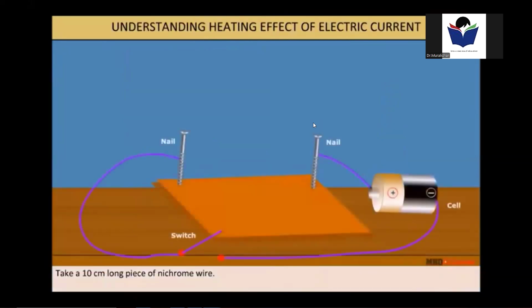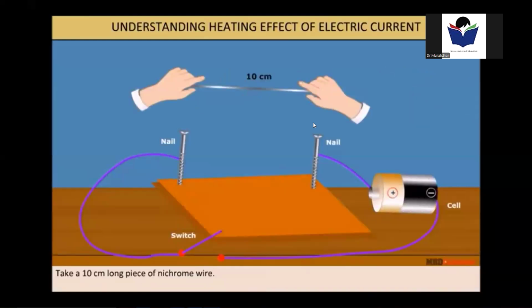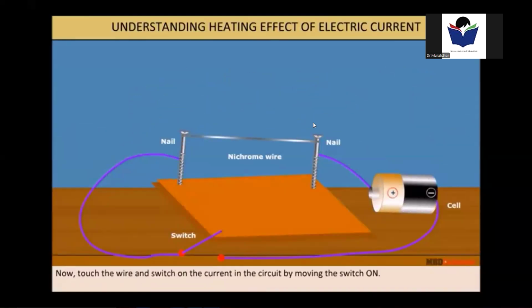Take a 10 cm long piece of nichrome wire. Tie it between the nails. Now, touch the wire and switch on the current in the circuit by moving the switch to the on position. Touch the wire again. Do not hold the wire for a long time, and switch off the current. Touch the wire again. After a few minutes, we will observe that the wire becomes hot when an electric current passes through it. This is the heating effect of the electric current.